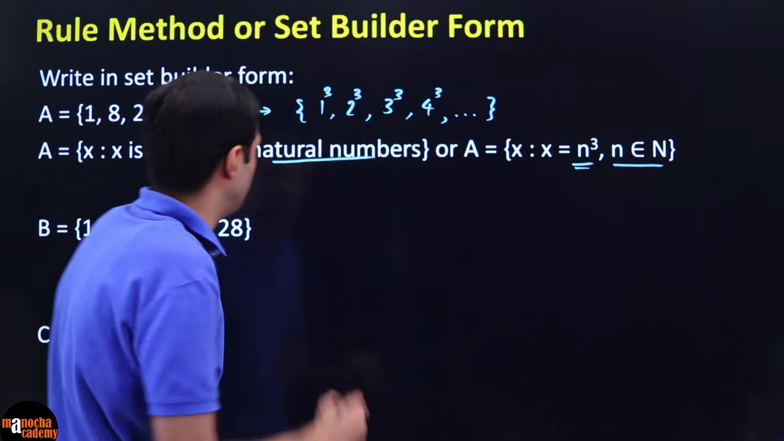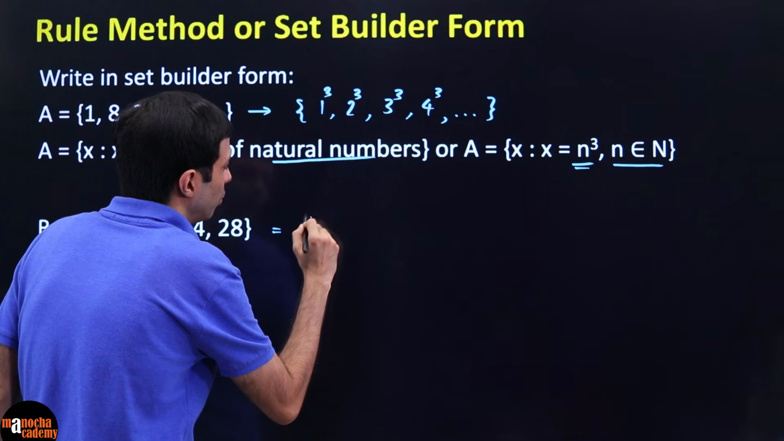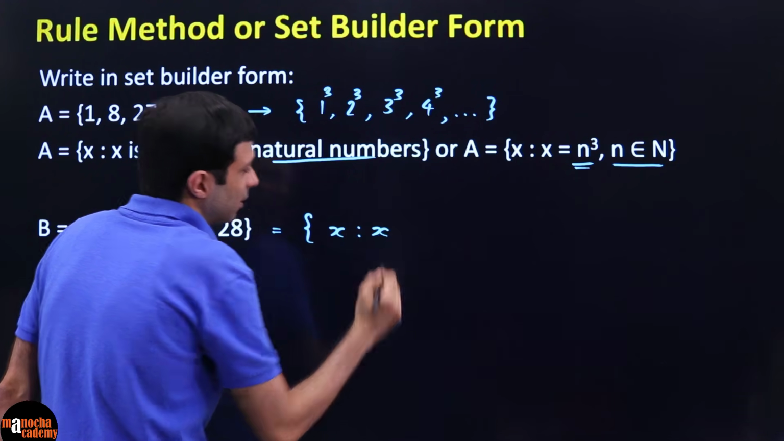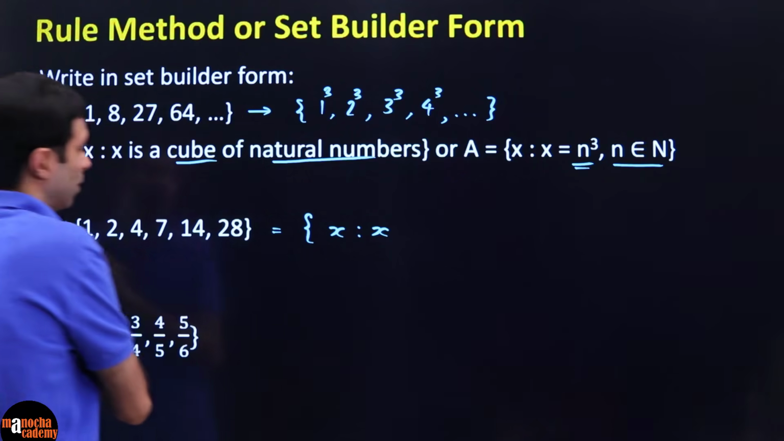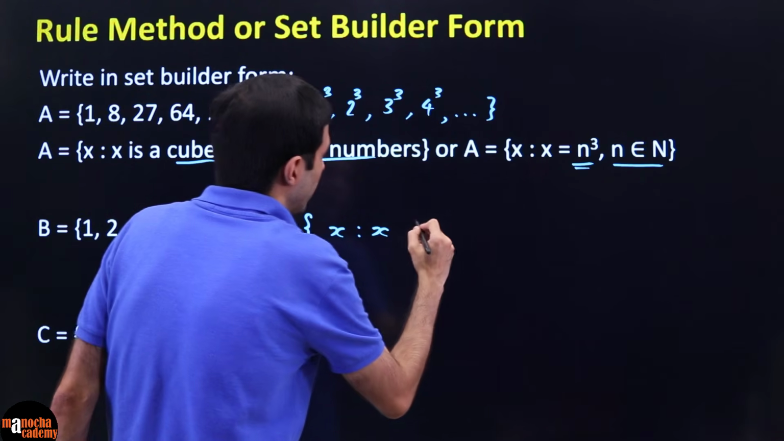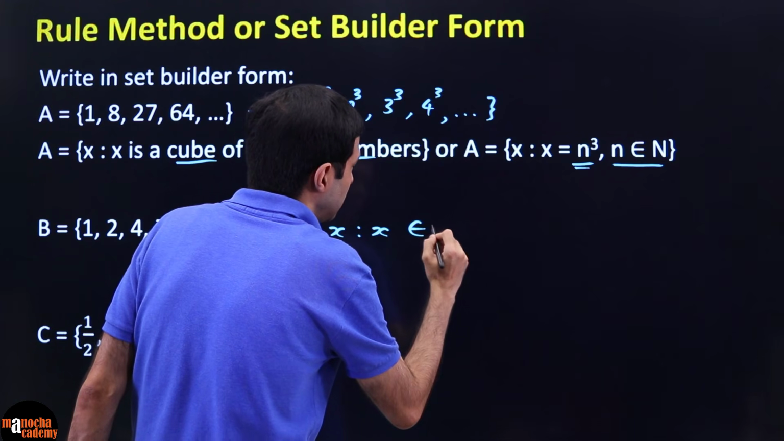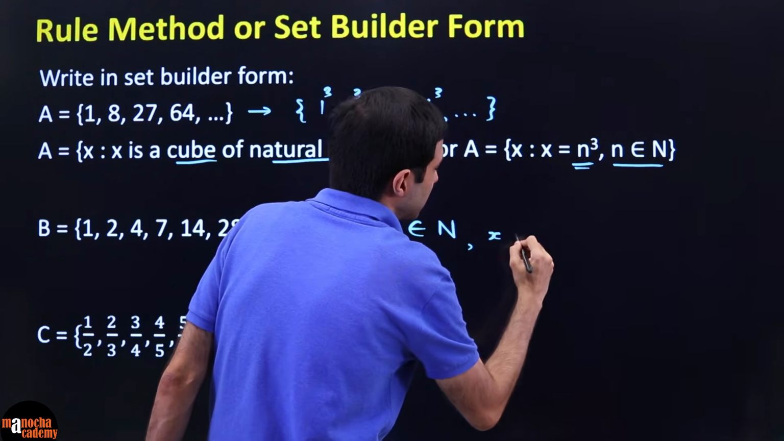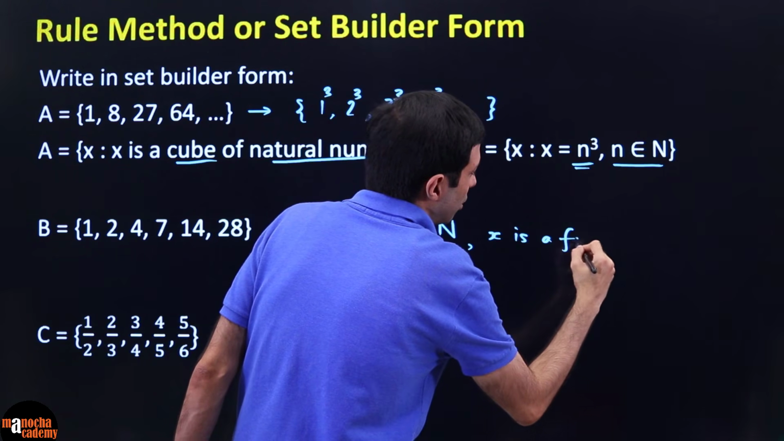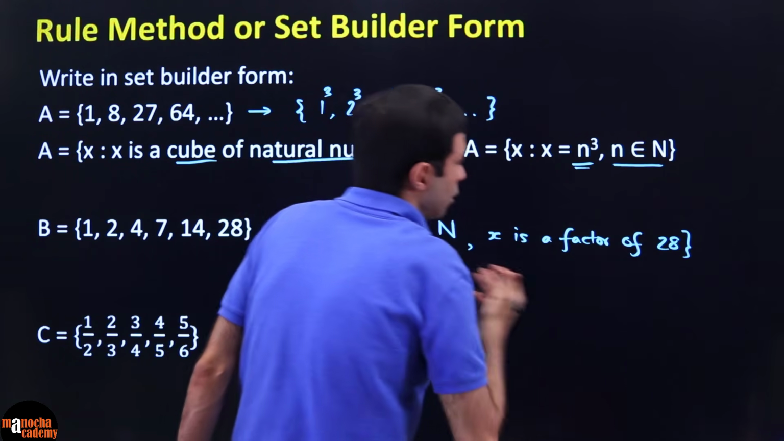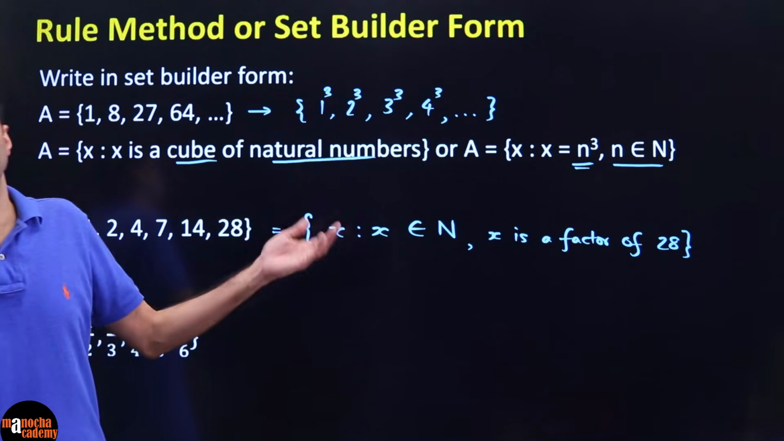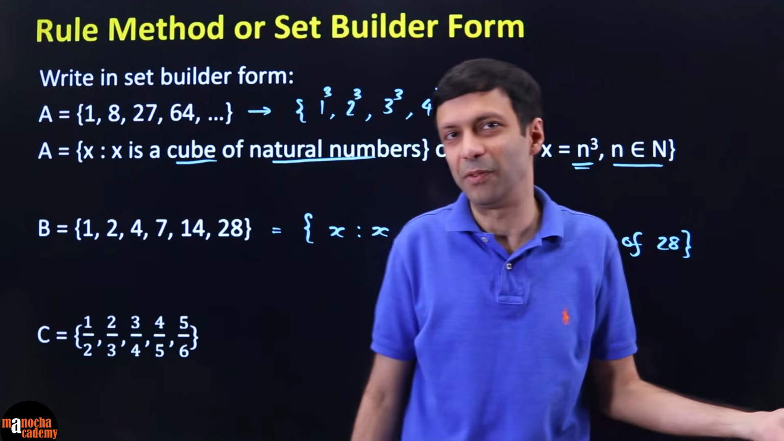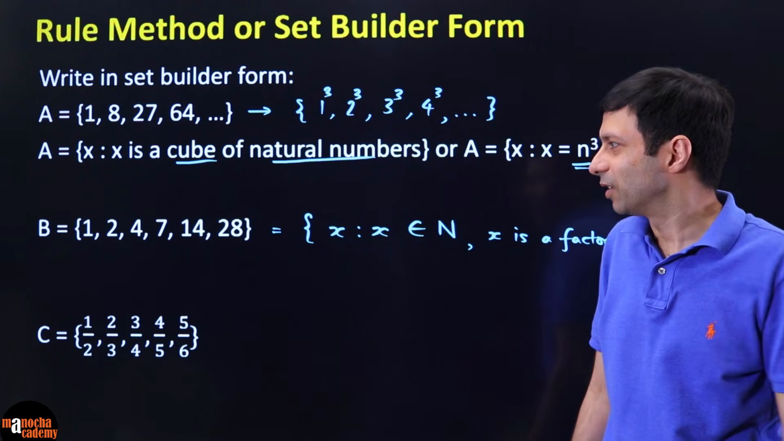How do we represent it in set builder form? Let's write it down. We are going to say equal to, open the curly brackets, x such that x, and since these are all natural numbers, there is no negative number or 0, we can say x such that x belongs to natural numbers and x is a factor of 28. So you can write a description also in the set builder form because there is no clear-cut formula here. That's absolutely fine.